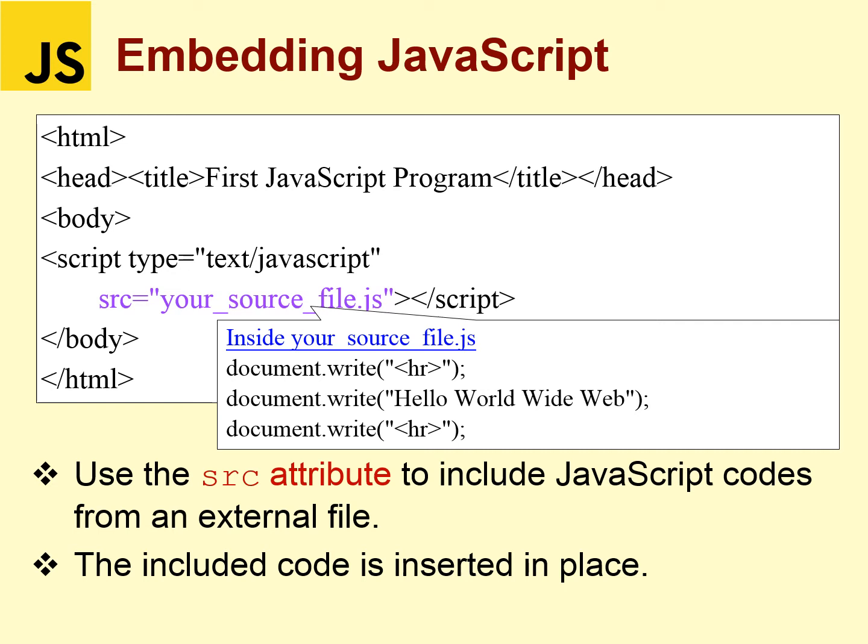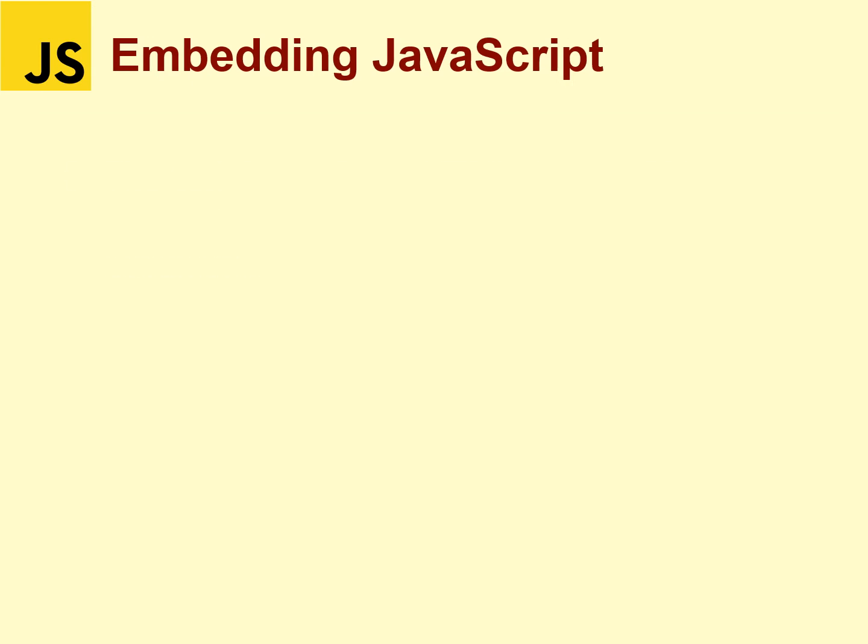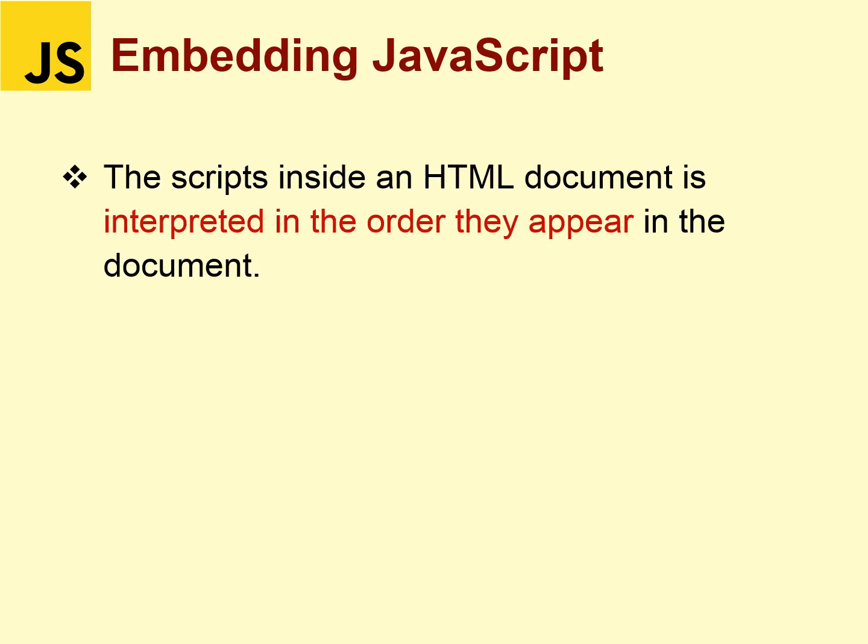We have to use the script tag, then specify the type attribute. After that we have to specify the source attribute. That is important. The source attribute, written as SRC, contains the URL of the JavaScript file. So use the source attribute to include JavaScript code from an external file. The included code is inserted in place. Embedding JavaScript: the scripts inside an HTML document are interpreted in the order they appear in the document.